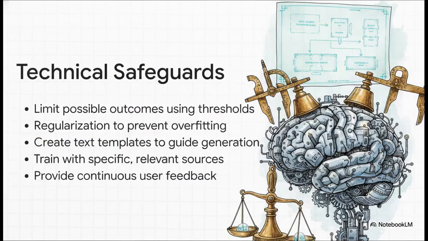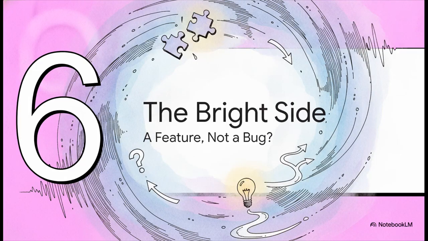Developers also rely on a fascinating toolkit of technical safeguards. This includes setting probabilistic thresholds to limit the possible outcomes. A really brilliant one is regularization, which is a technique that mathematically penalizes the model for making wild, extreme predictions. This really helps prevent it from overfitting the training data. Developers also create rigid templates, essentially forcing the AI into a title, intro, body, and conclusion format to tightly guide text generation. Add in training with only specific relevant sources and providing continuous user feedback, and you build a much, much more reliable machine.